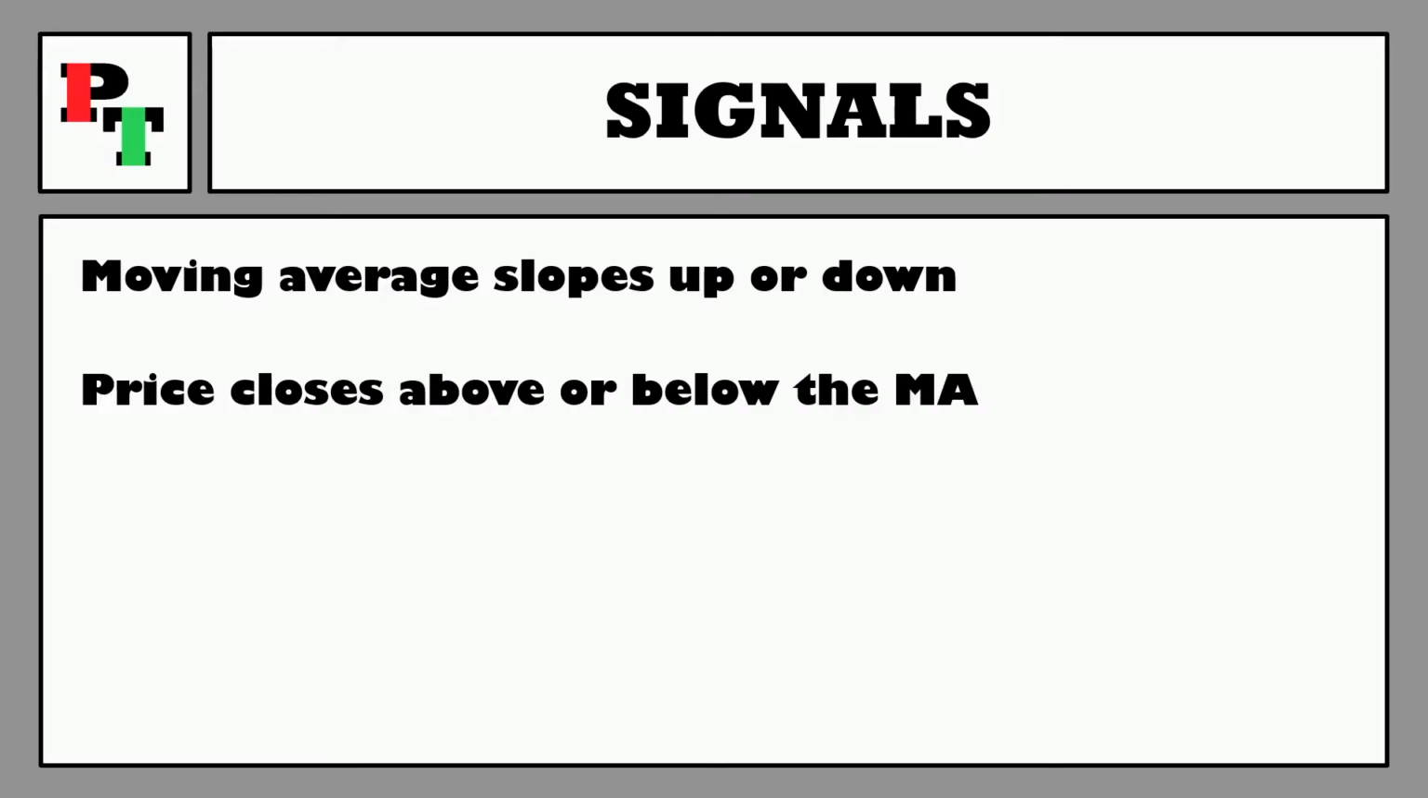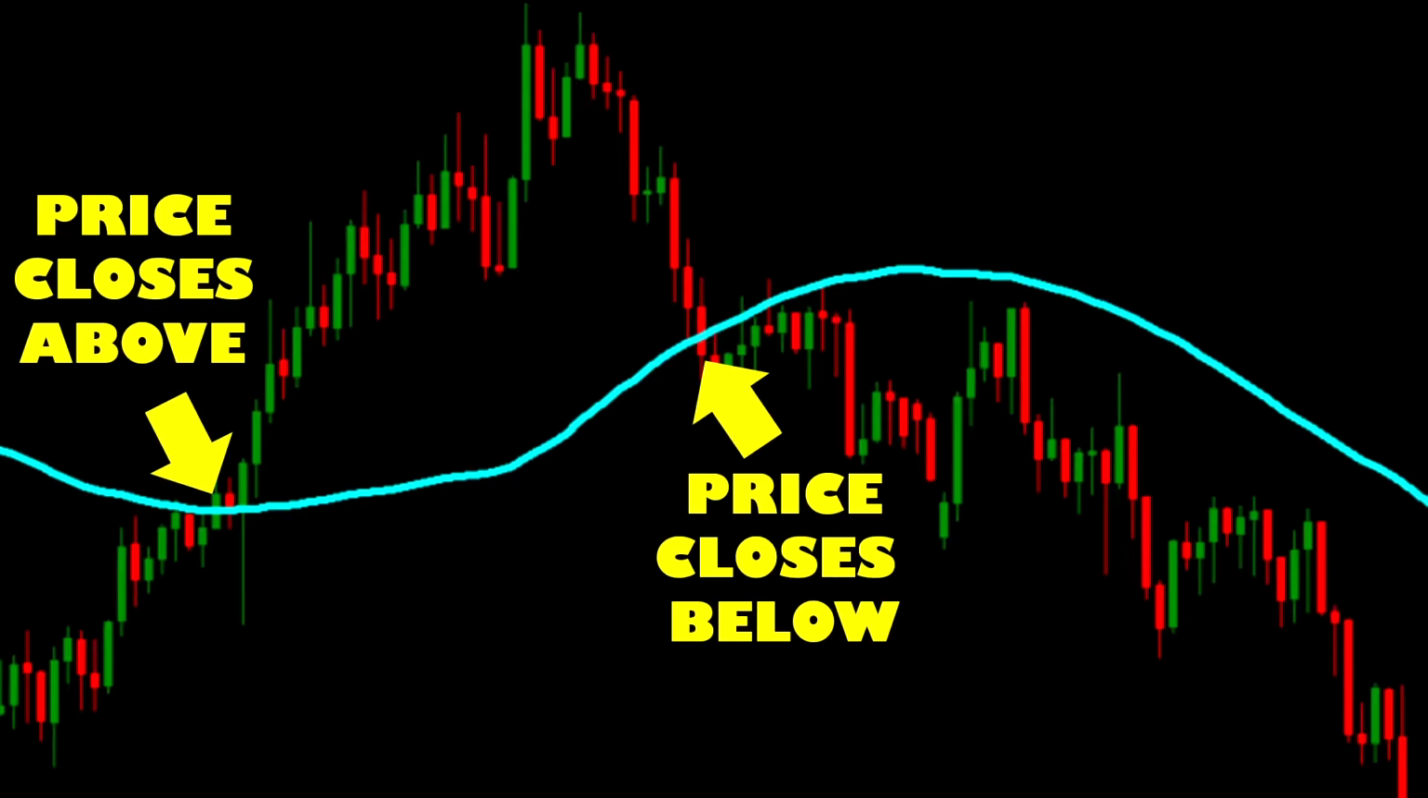Next, we could enter a trade when the price closes above or below the moving average. On the left of this chart, where price closes above our moving average, we can assume that an uptrend has begun and therefore enter a buy trade. Or where it crosses below on the right-hand side, that is when we would enter our sell trade.